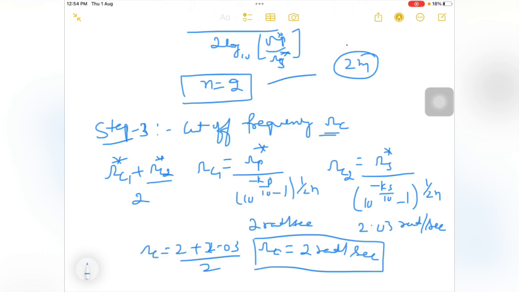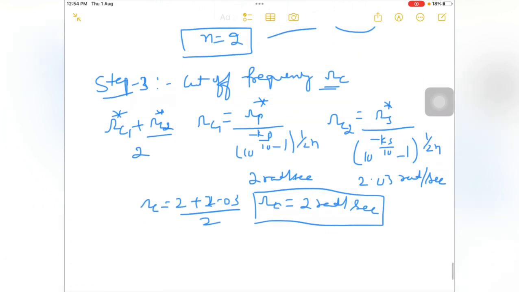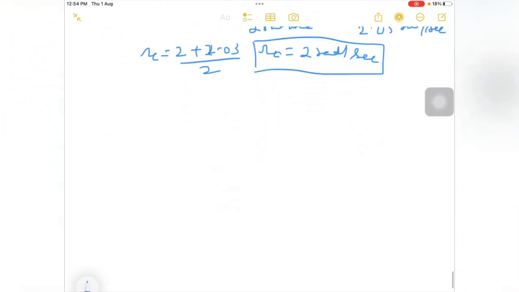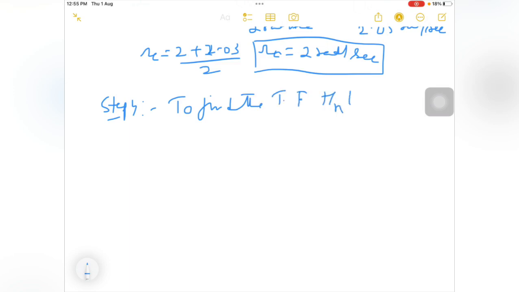Omega c is 2 radian per second. So, next step, step 4: to find the transfer function Hn of s. Now here n is equal to 2, therefore we can calculate H2 of s.